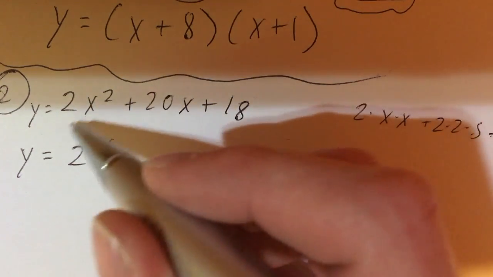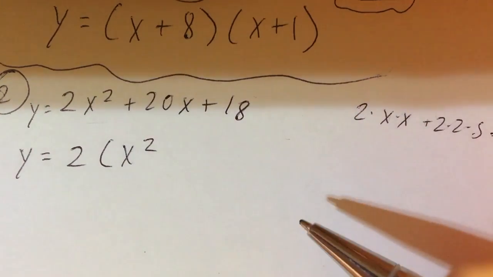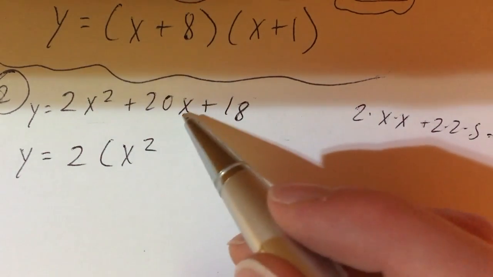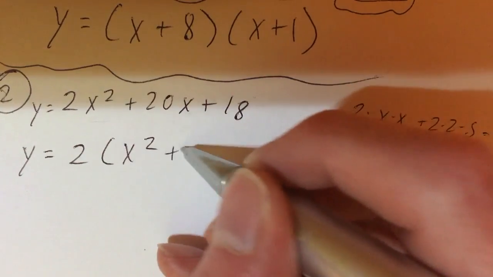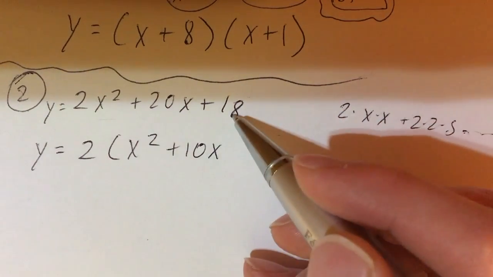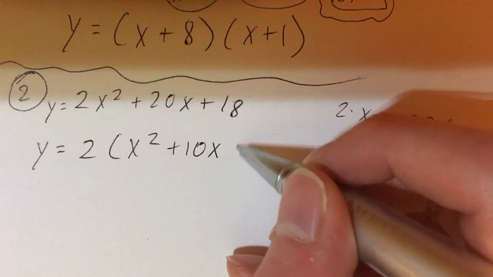So if I take out a 2 from this, well, that's just going to end up being x squared. You can put 1x squared, but you don't have to. And then if I take a 2 out of 20, what's 20 divided by 2? 10. Don't forget your x. And 18 divided by 2, that's a 9.